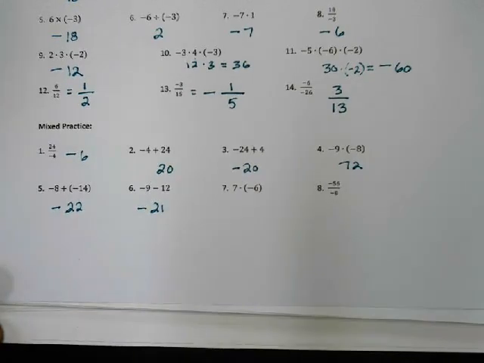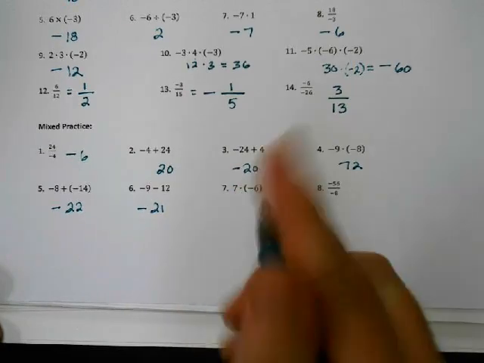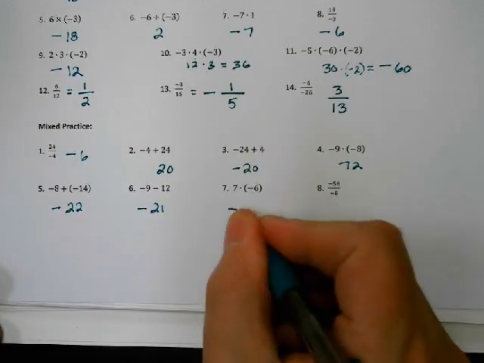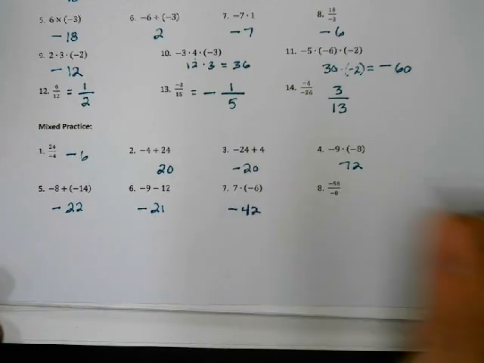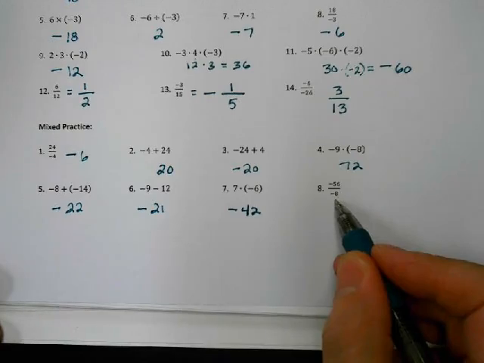Multiplication. Different signs, so it's going to be a negative. 7 times 6 is 42. Division. Same sign. So it's going to be positive. 56 divided by 8 is positive 7.